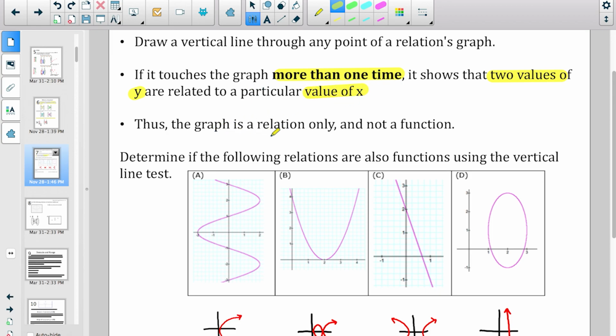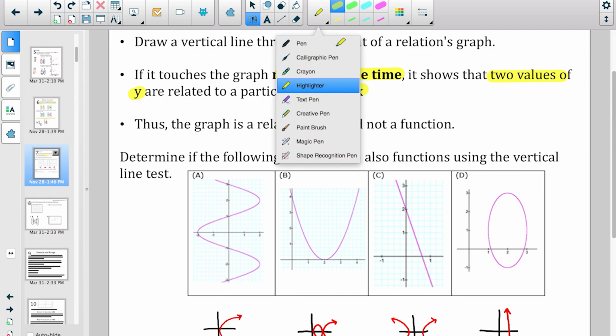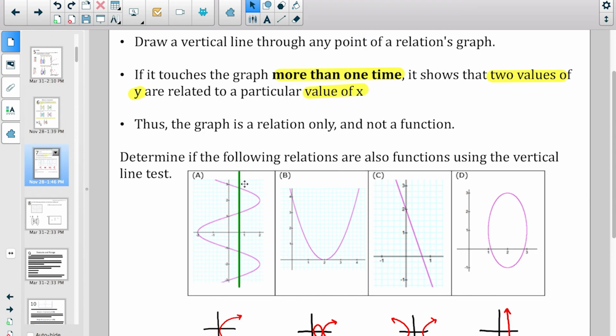So therefore, the graph is only a relation and not a function. So let's try out a couple of examples together. Let's say I draw a line right here where x is equal to 1. And we can pinpoint all the different times where that vertical line crosses the graph. So we can have one there, crosses there, and crosses there, and it crosses there. We can see that it fails the vertical line test. It passes through more than one time. So therefore, this is an example of a relation.